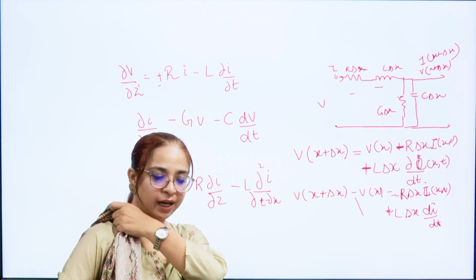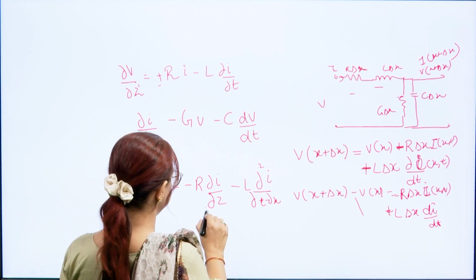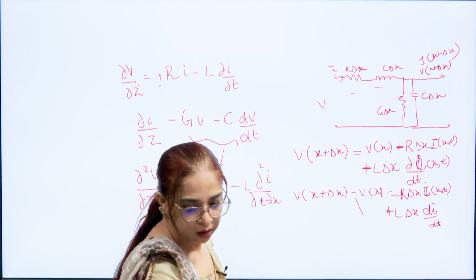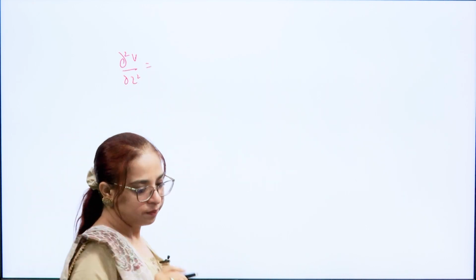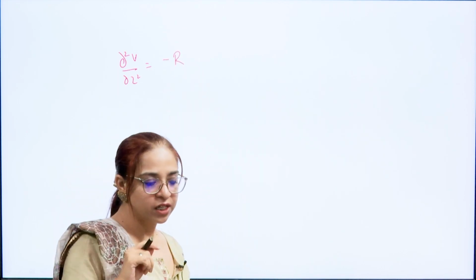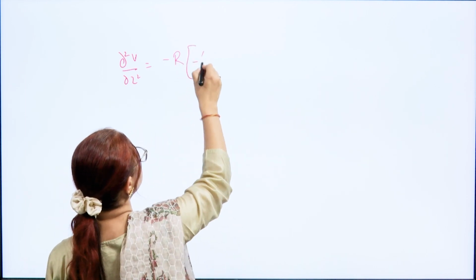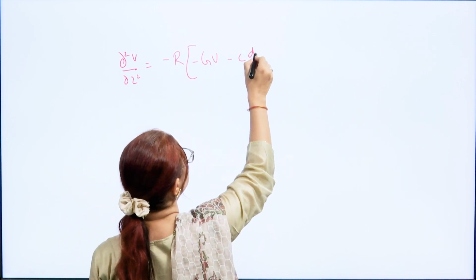Similarly, we can write for equation number 2 also. Now, see here, del I by del z. Can we substitute this value here? Yes, of course we can. Let me have a fresh blank canvas for writing it. Now, del 2 V by del Z square. What it was? Minus of R into the differentiation of current with respect to distance. What we have obtained here, we can substitute from the previous equation, which will become minus G into V minus C into dV by dt.